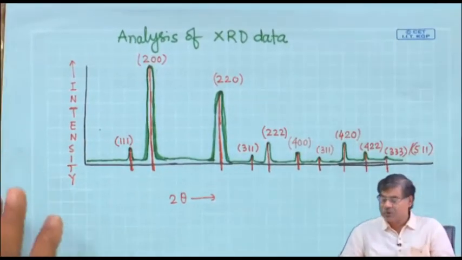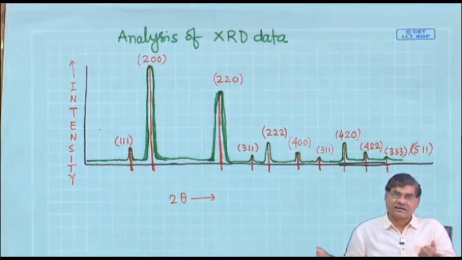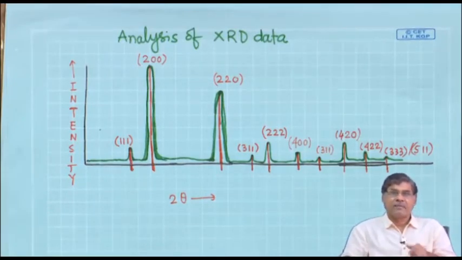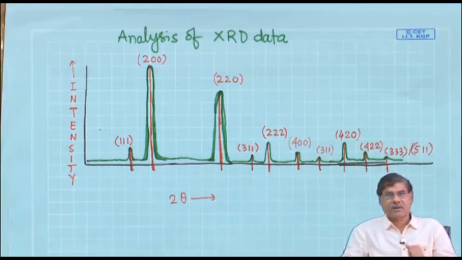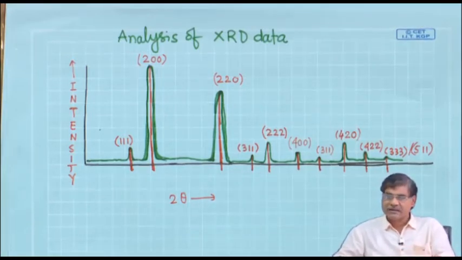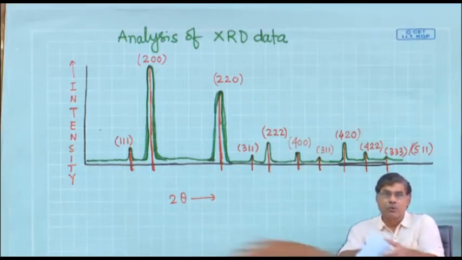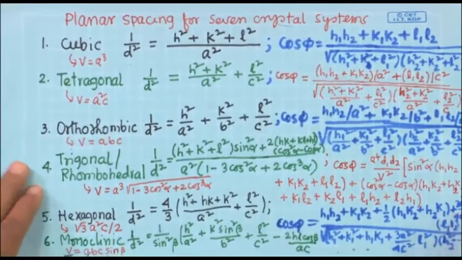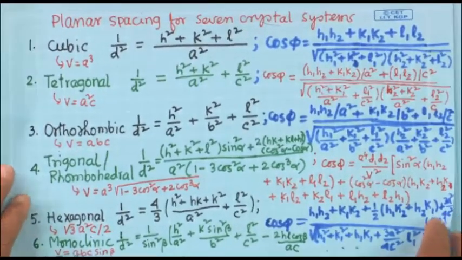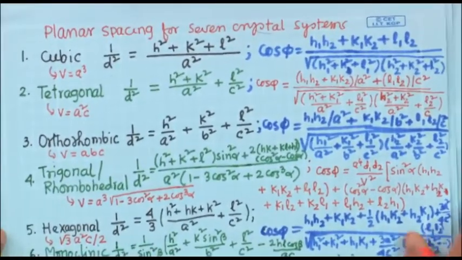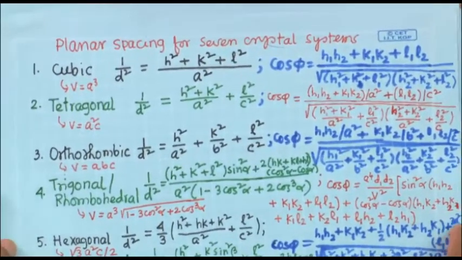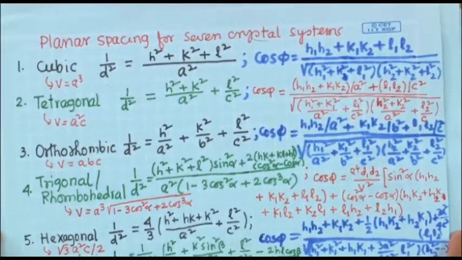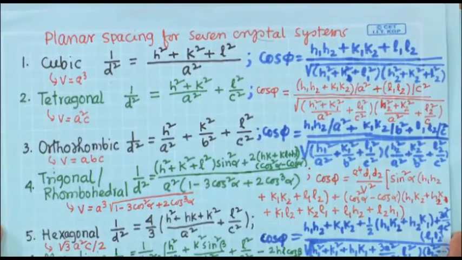For simple cubic, the relation was d equal to a by square root of h square plus k square plus l square. For other structures you have to know all this information. Here I have listed it; in any solid state physics book you will get it. All these things I have noted down from the book.